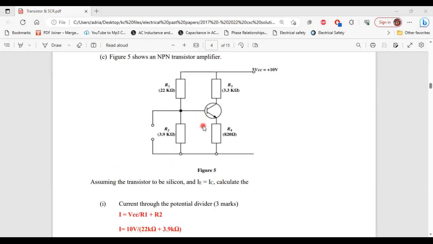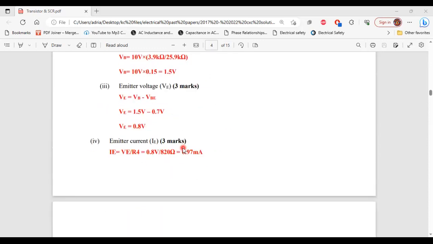So VBE would be between this point and this point. So that's the voltage for the material of the transistor. So we're working with 0.7. So that is 1.5 volts minus 0.7 volts, and that will give us a voltage of 0.8 volts. All right, so that's it for part three.